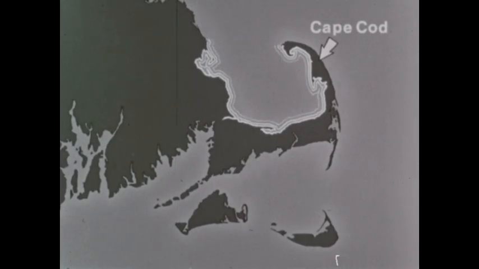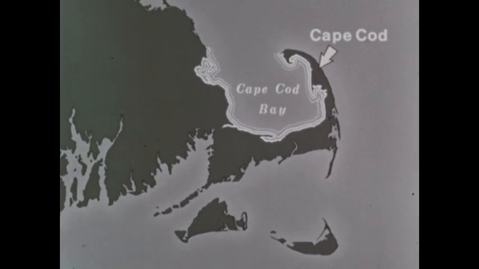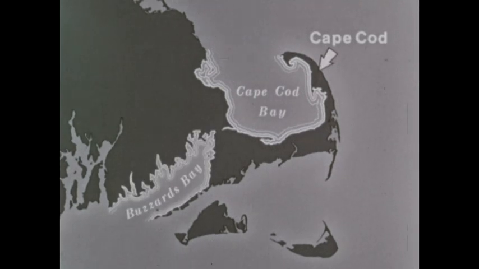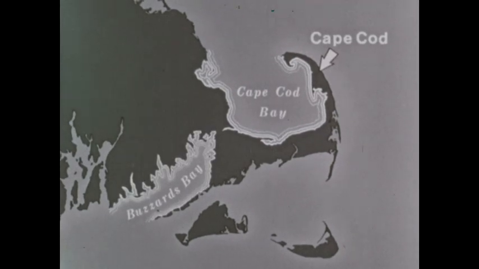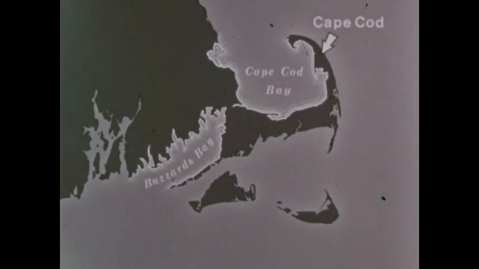A curved area of water smaller than a gulf is a bay. This is Cape Cod Bay. Over here is Buzzards Bay. Buzzards Bay is a sizable area of water partially surrounded by land, but not nearly so large as the gulfs we have seen. Perhaps you can recognize other features of the coastline.